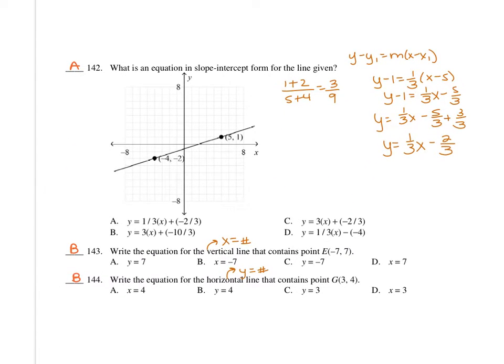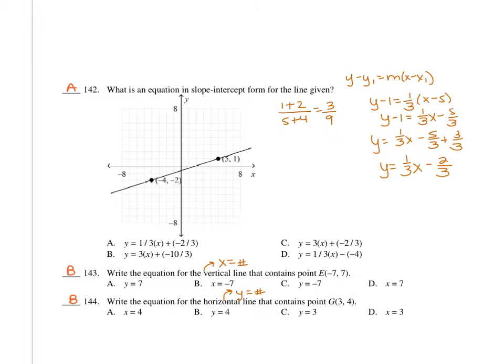142, this time you want the slope-intercept form for the line. So another equation you need is the point slope, which is y minus y1 equals m times x minus x1. And for these, you plug in the x1 and the y1 and the slope. So you got to find the slope first, which is 1 over 3, and then pick either point and plug it in, and you get y equals 1/3 x minus 2/3.